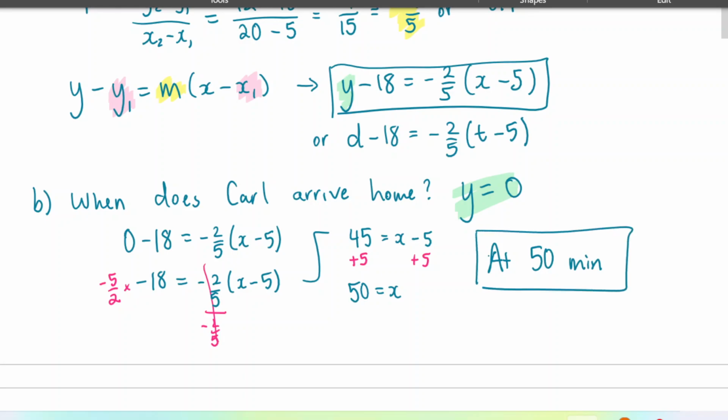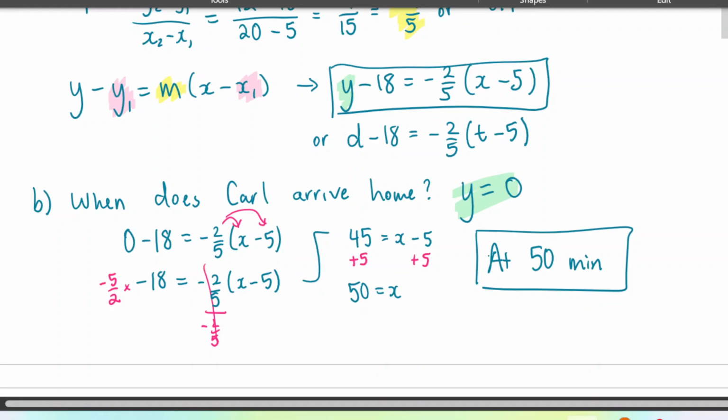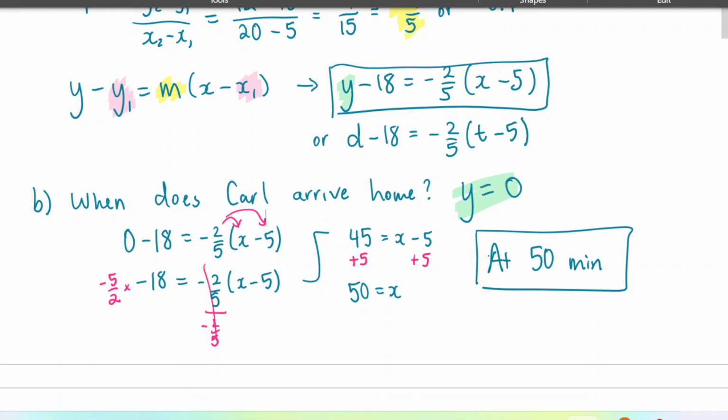Another option for solving this would have been expanding this bracket, but then you increase your steps. So I chose not to do that. I chose to divide first. Okay, and that's the end of the lesson.